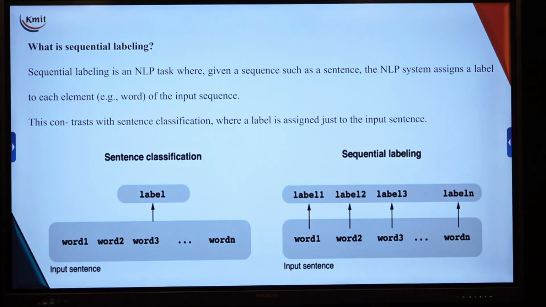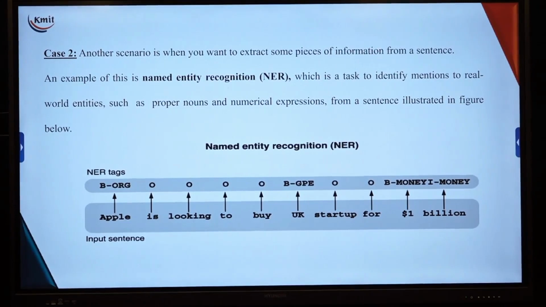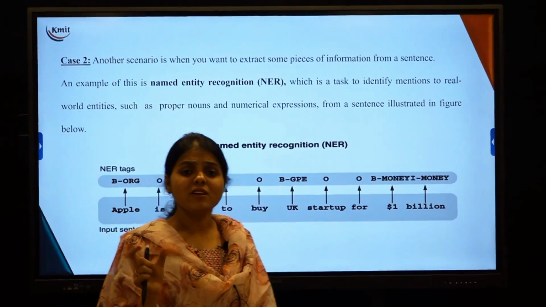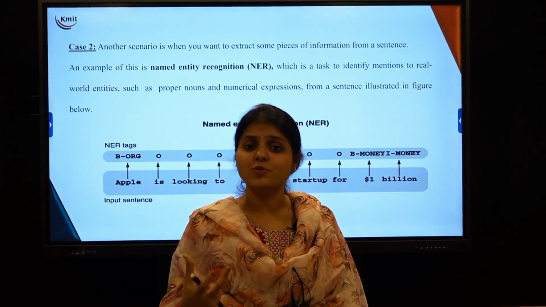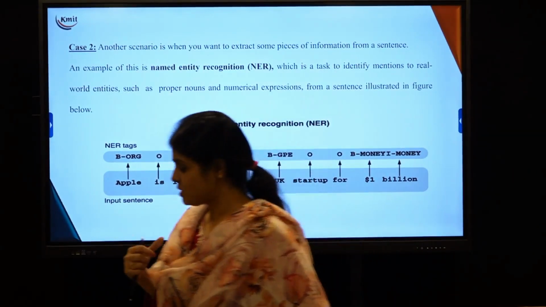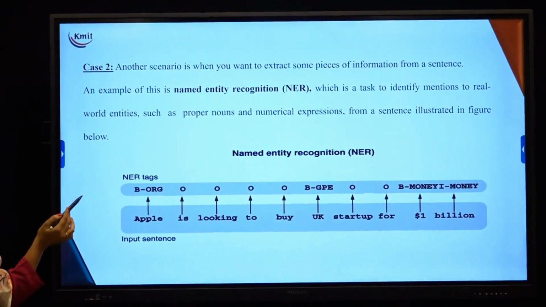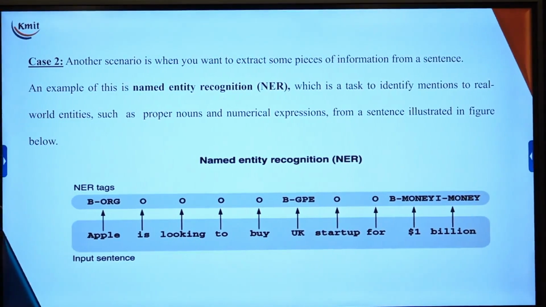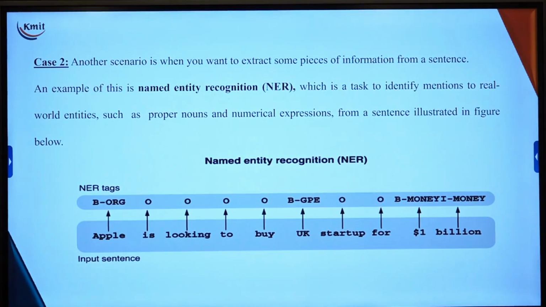And when we talk about case 2, the second case is NER, named entity recognition. When I give an input sentence, the named entities among the words should be identified, recognized and specified. Another scenario is when you want to extract some pieces of information from a sentence. For this example we take NER, which is a task to identify or mention some real world entities. As you can see in the sentence here, Apple is looking to buy a UK startup for $1 billion.